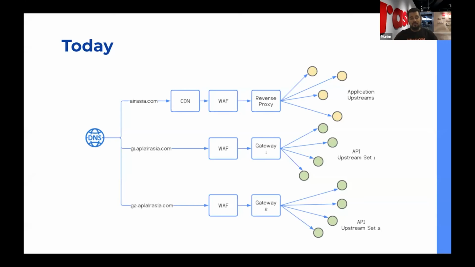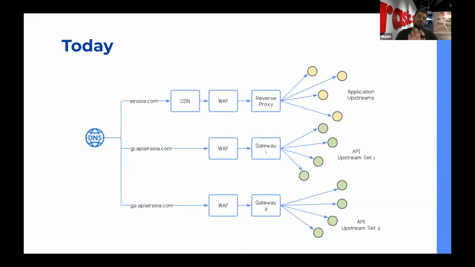In the same way we have API gateways. For example, let's say we have gateway 1, g1.apirasia.com. It points to a WAF again, and that WAF points to a gateway. What the technology of that gateway is, is not the purpose of this discussion. Let's say it's some gateway. That gateway points to a certain set of paths, different APIs from different teams. There are other API gateways as well, g2.apirasia.com. For some reason we had to create another API gateway, containing another subset of API upstreams.